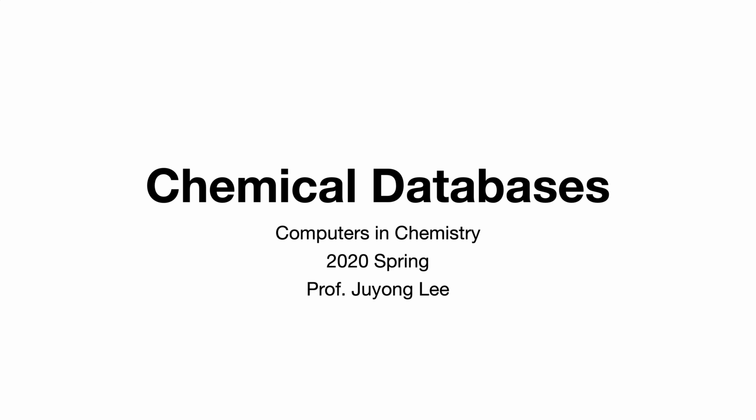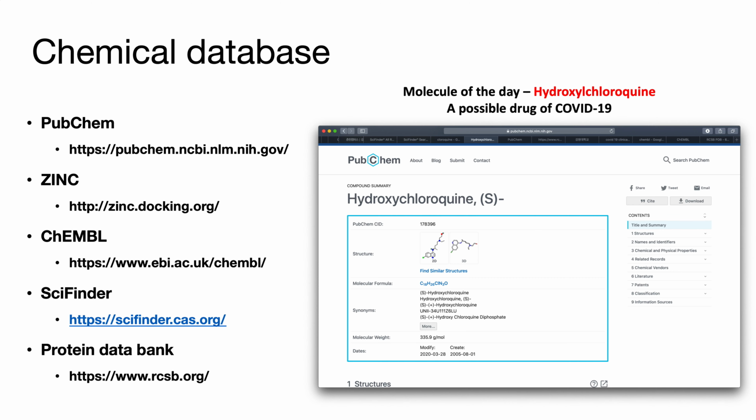Lecture of computers in chemistry. So today we're going to learn about chemical databases. Chemical databases contain information on molecules, and they are freely available online.